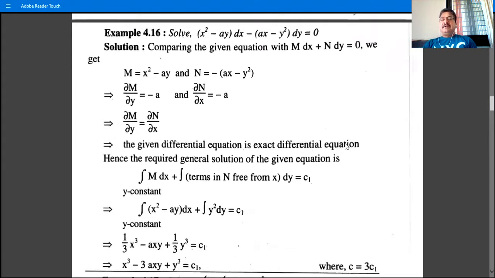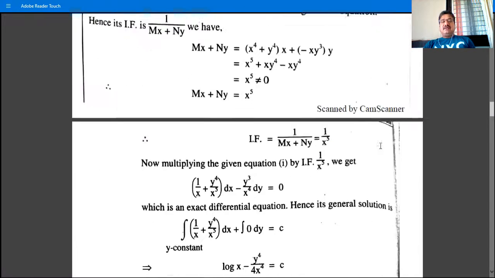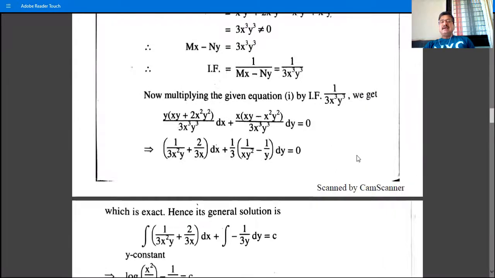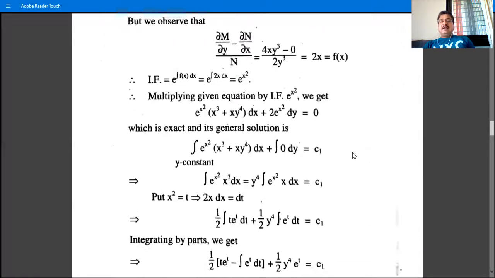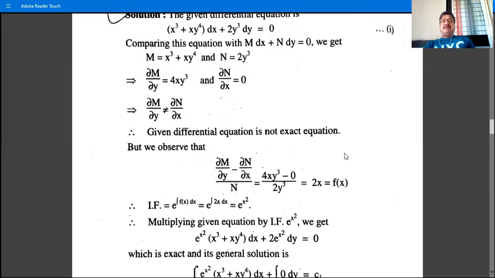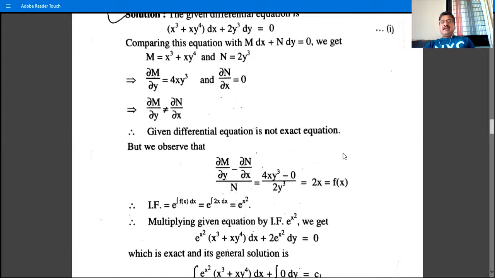If the given differential equation is a general differential equation M dx plus N dy is equal to 0, and the question is what is its integrating factor, then write 1 if it is exact. So if the given differential equation is exact, then 1 is the integrating factor. But if it is not exact, then how can we find its integrating factor?